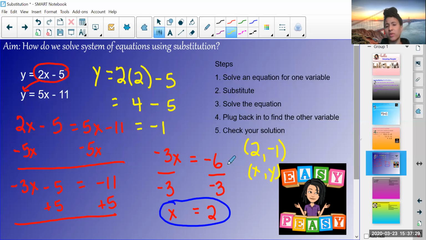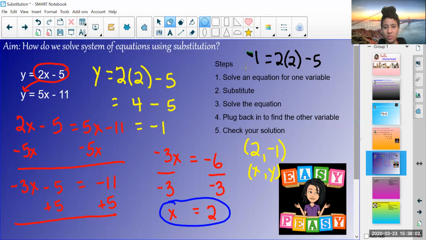So we just want to make sure that it works. So I'm just going to squeeze in over here. We're saying y is -1. Once again, it doesn't matter which equation you use. Let's use a different color. I'll just use black. We have -1 equal to 2 times 2, because 2 is x, minus 5. If we check it out, 2 times 2 is, I'm just going to draw a little space here.